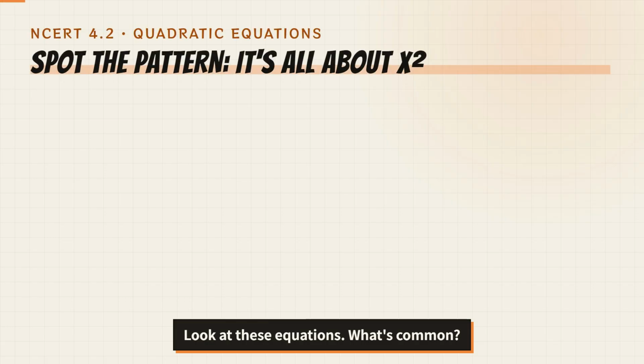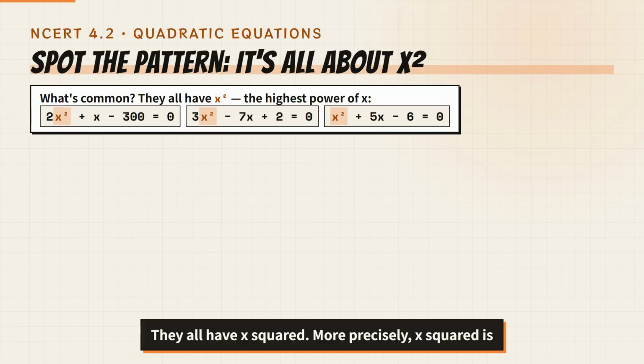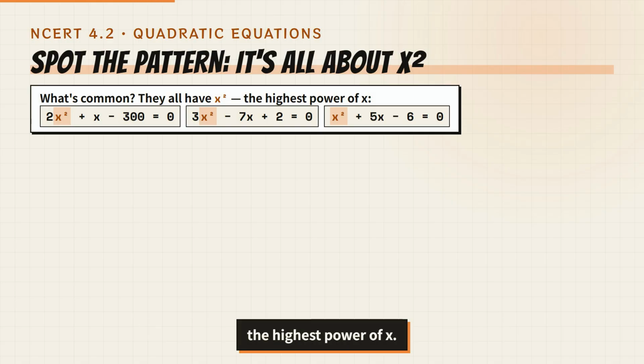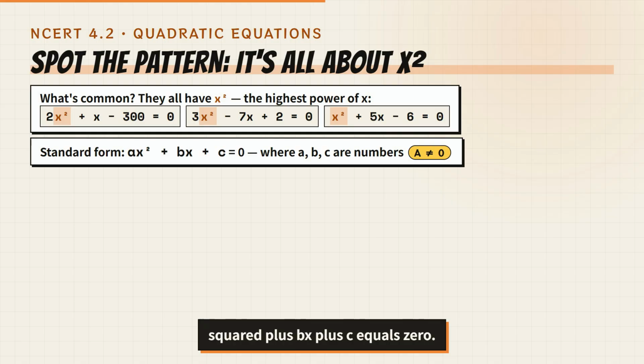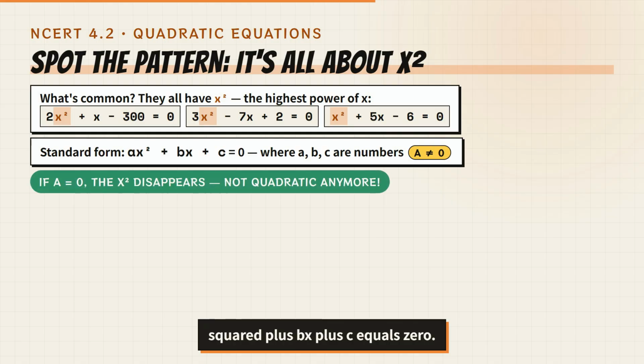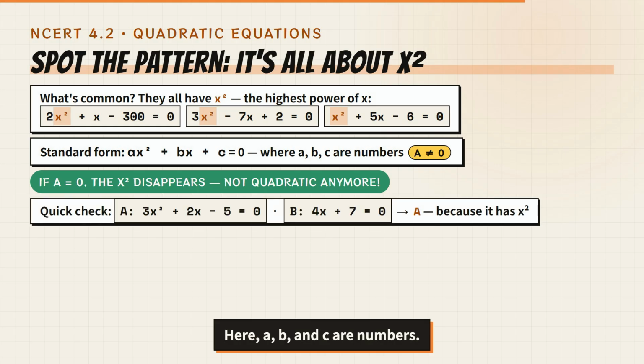Look at these equations. What's common? They all have x squared. More precisely, x squared is the highest power of x. A quadratic equation can be written in this form: ax squared plus bx plus c equals 0. Here, a, b, and c are numbers.